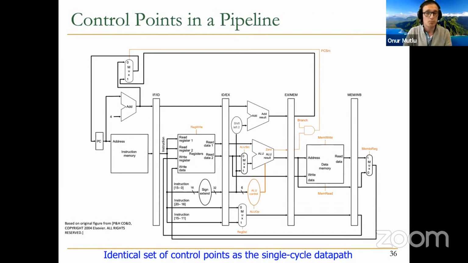Let's talk about the control points in a pipeline before we take a break. Basically, we have the identical set of control points as a single cycle data path, actually. This is easy. So we constructed the control for a single cycle. If you look over here in the pipeline, essentially we have the same control points, right? Memwrite, memread, mem2reg, regwrite, etc.